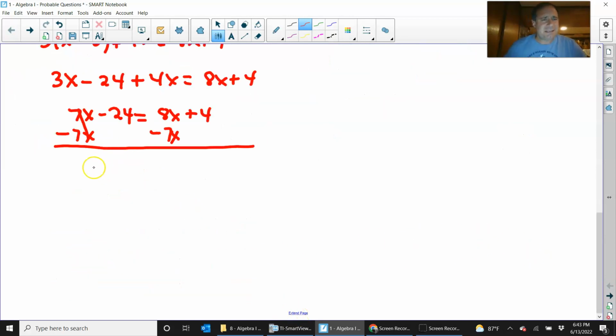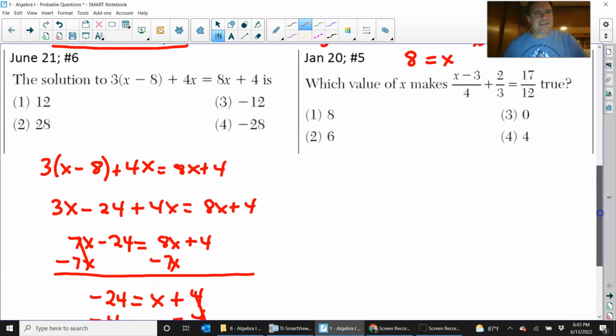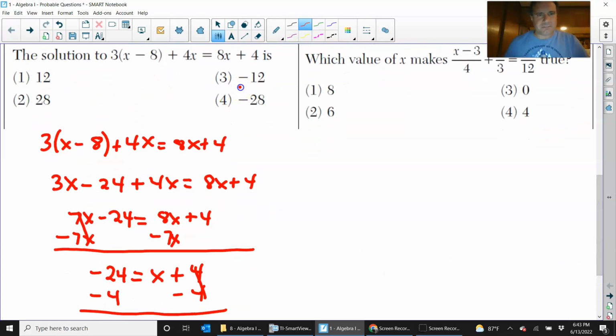It just makes things easier when you're solving inequalities, even though this is not an inequality. Then you subtract 4 on both sides, and you get x equals negative 28. So kind of like that, you should be able to do rather easily. Again, you could substitute in if you would like.